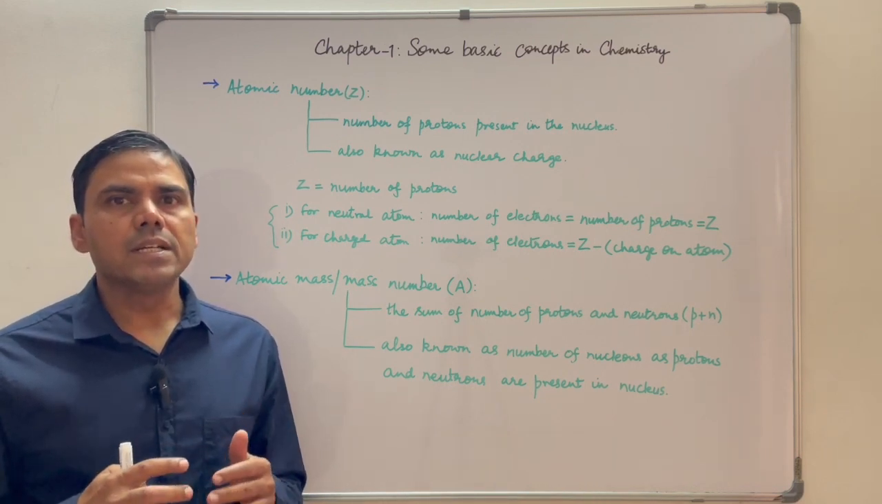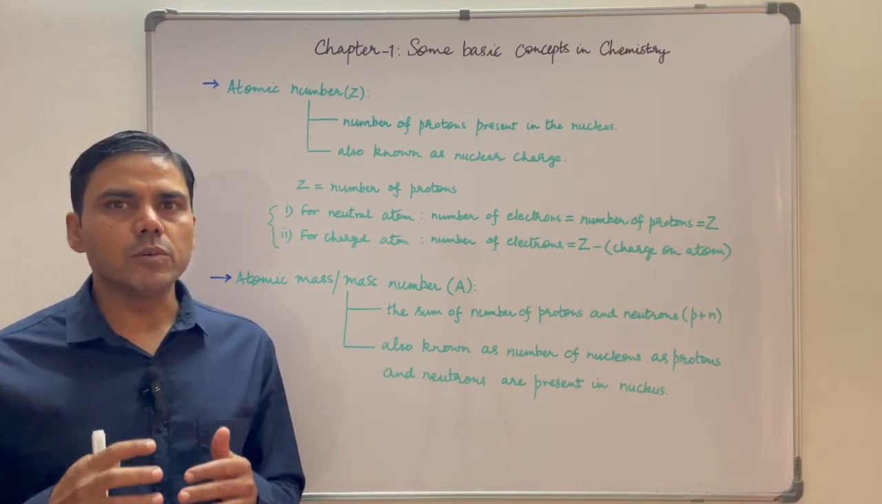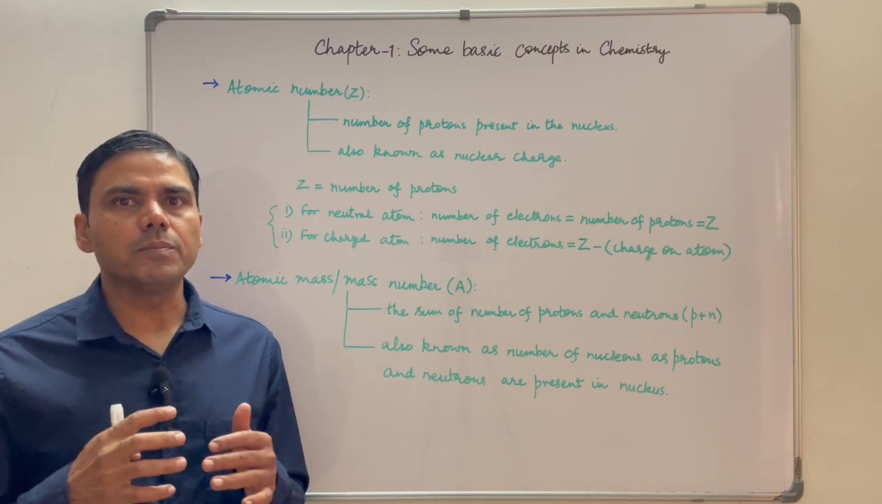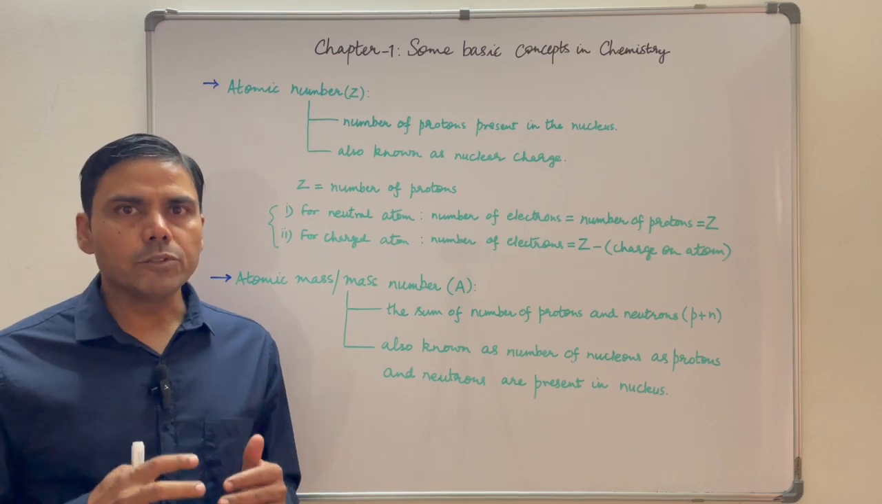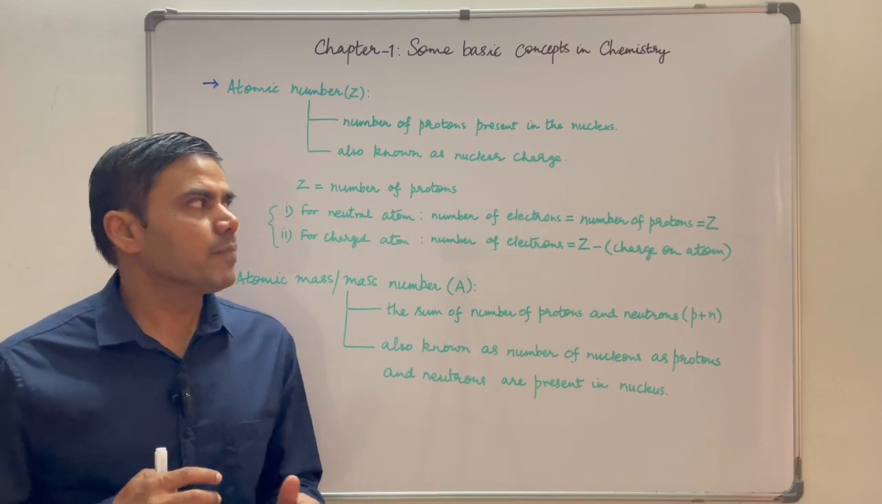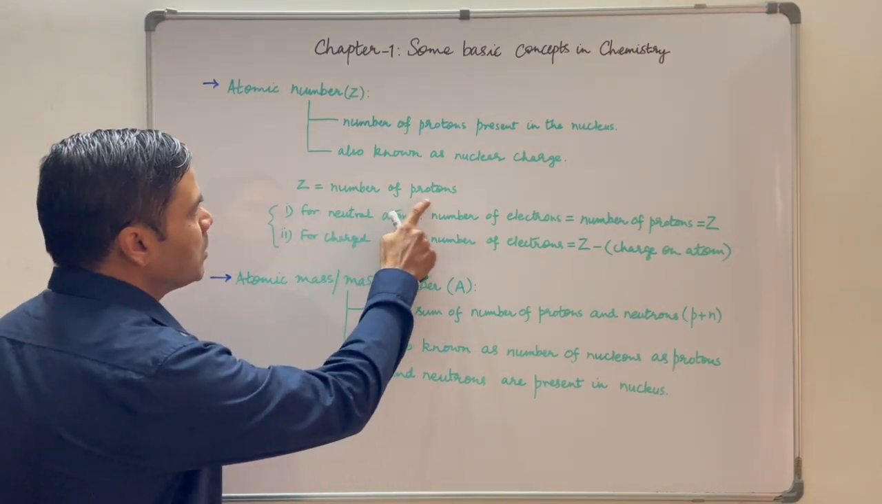Atomic number first. The number of protons present in the nucleus is known as atomic number of the element. It is represented by capital Z. It is also known as nuclear charge. So Z is equal to number of protons.